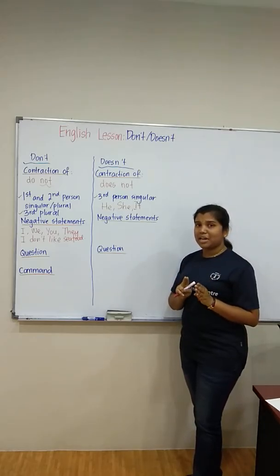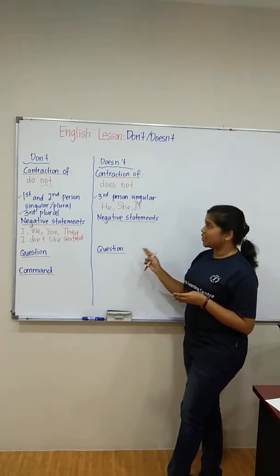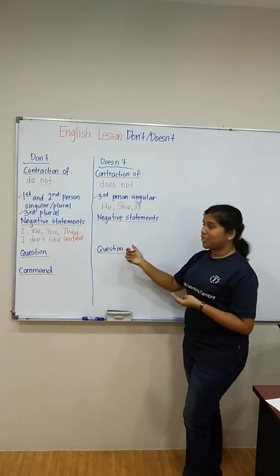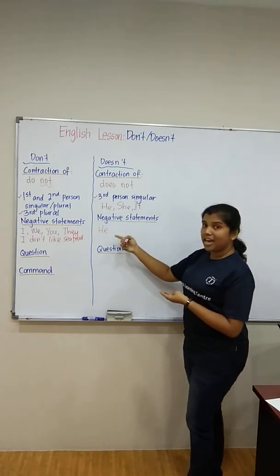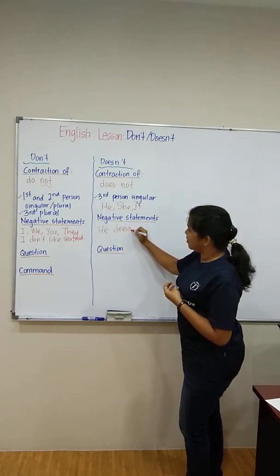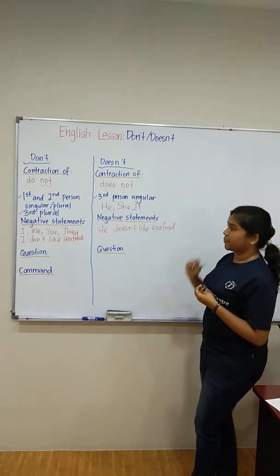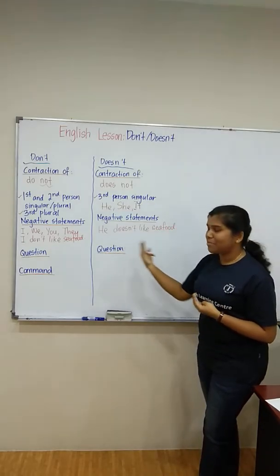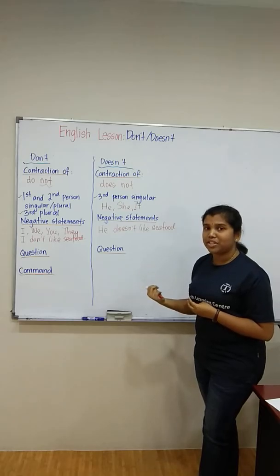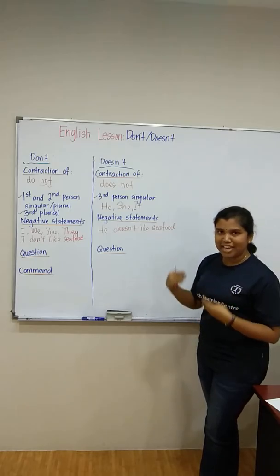So let's see one example. I'm going to use the same example so we get the message very clear. Negative statements for doesn't. I don't like seafood. I'm going to use the subject he. When I'm using he, I can't use don't. I must use doesn't. He doesn't like seafood. Okay, same message, same meaning, but different subject. And because of the different subject, my helping verbs are different. Okay, so until here, I hope you get the message very clear before we go to the next one.